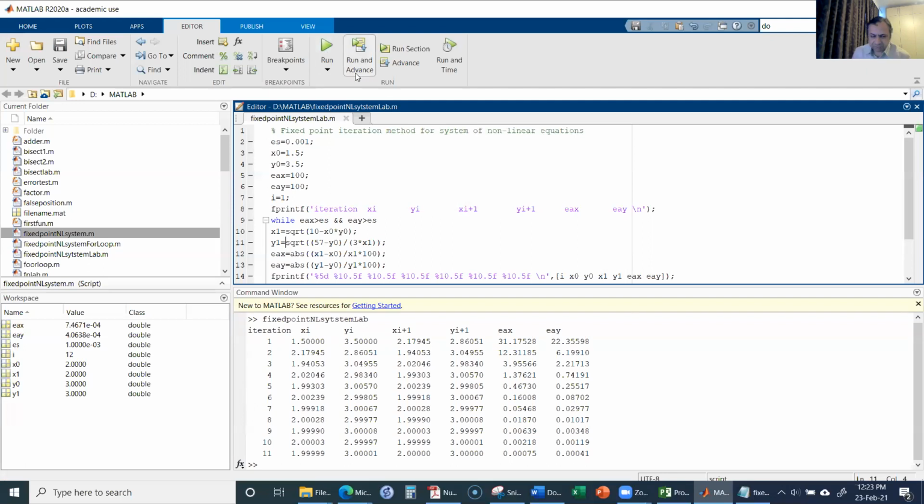In this script, you can see that the values started from 1.5, 3.5, 2.179, 2.86, and then the errors were 31.17 and 22.35. And then gradually the values converge to 2 and 3. So these were the solutions. 2 and 3 were the solutions.